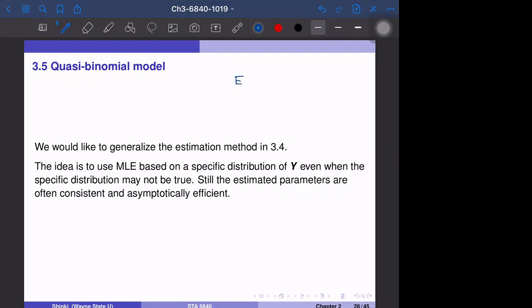So the expectation of y, where y is binomial. Originally we assume that y is binomial, so the expectation of y is equal to np, and the variance of y is equal to n times p times (1 minus p). But we allow one more parameter, sigma squared, to explain the over dispersion of the variance. So we deviate from this assumption, allow this sigma squared, and we would like to generalize it.